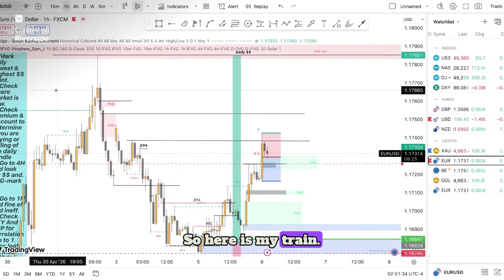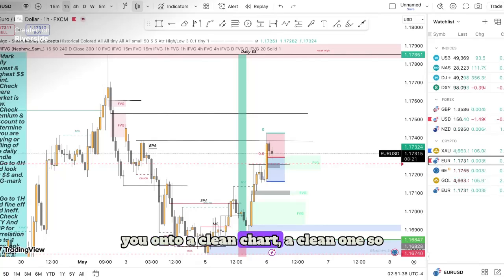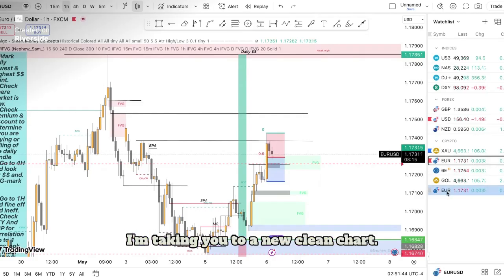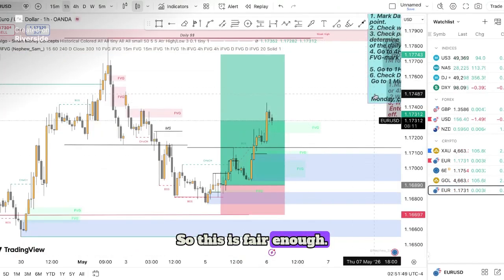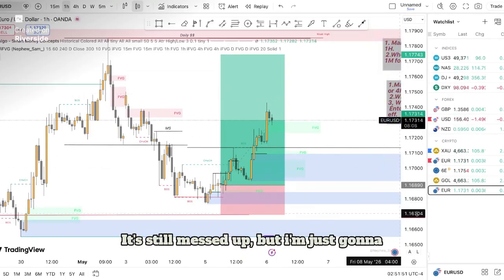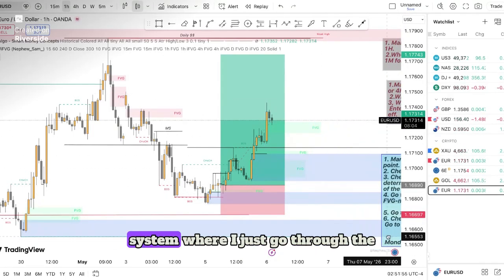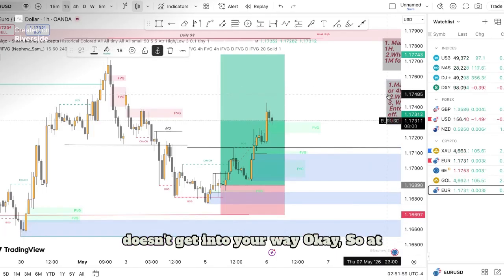So here is my trade. I know it's so messy, but I'm going to take you onto a clean chart, a clean one, so that you can see where I don't have all these jargons written. I'm taking you to a new clean chart. Okay, so this is fair enough. Oh goodness, it's still messed up. But I'm just gonna try, and I have stickers on my system where I go through the process. But I'm gonna hide it so that it doesn't get in your way.